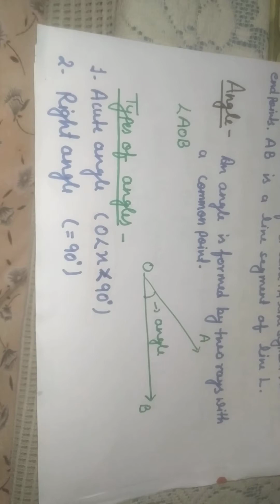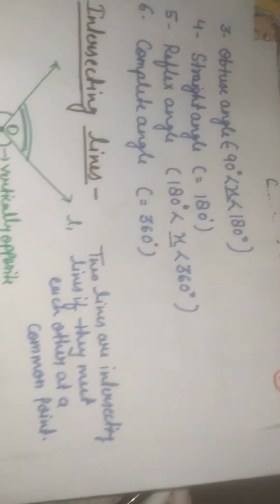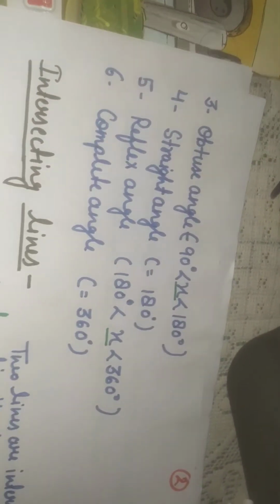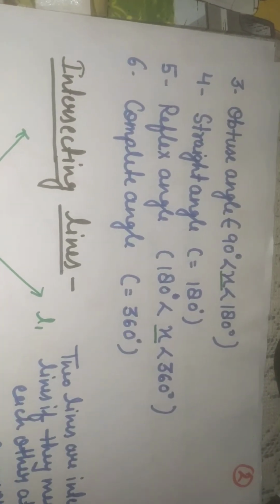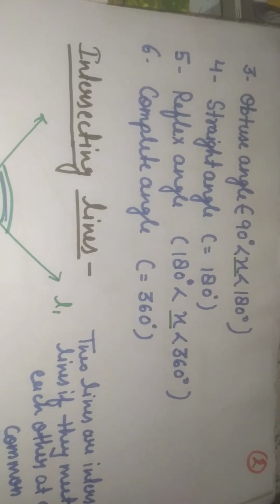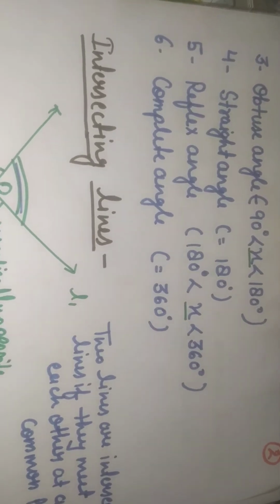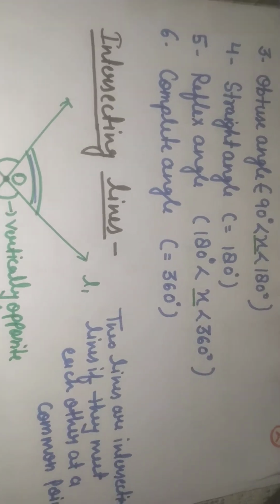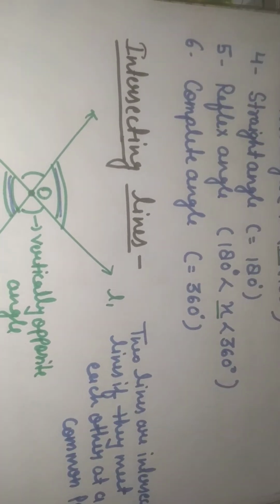And there are many types of angles you have studied earlier also. Acute angle, which is more than 0 and less than 90. Right angle, which is 90 degrees. Obtuse angle, which is greater than 90 but less than 180. Straight angle, which is equal to 180 degrees. Reflex angle, greater than 180 but less than 360. Complete angle, which is equal to 360 degrees.